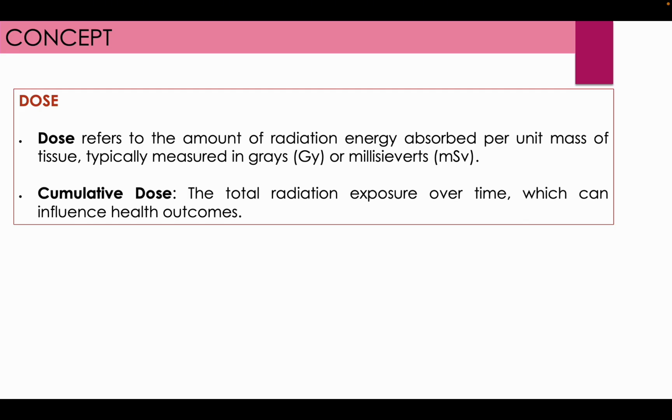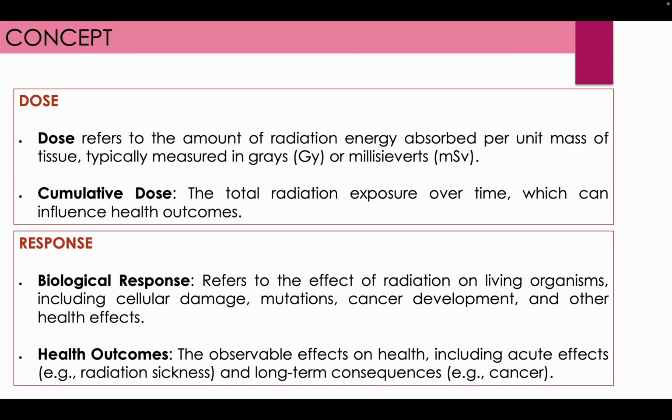So, it is the total radiation exposure over time which can influence health outcomes. So, for the dose-response relationship, we will also define response. So, we have what we call the biological response. It refers to the effect of radiation on living organisms, including cellular damage, mutations, cancer development, and other health effects. And also, as for the health outcomes, the observable effects on health, including acute effects, for example, radiation sickness, and also long-term consequences like cancer.